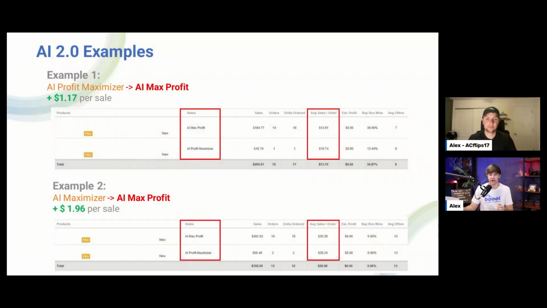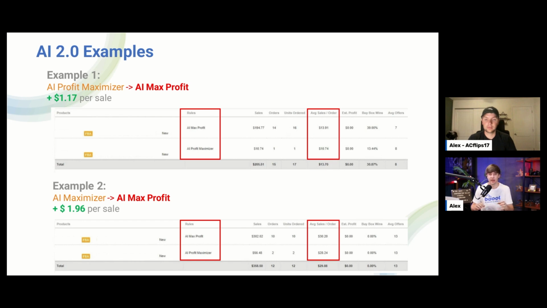Yeah, and the main benefit is it's not going to go to your min price, because sometimes your repricer tries to aggressively compete for the buy box and will go to the min price, but AI 2.0 will never go to your min price. It will only match the buy box price. That's a benefit.